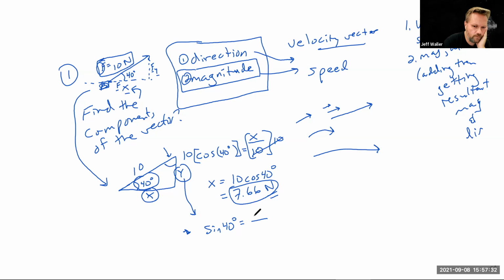Would it be Y over 10? Y over 10, I love it. So then you would just multiply. Now I'm going to try to show you a shortcut here. So then you can throw that in the old calculator.